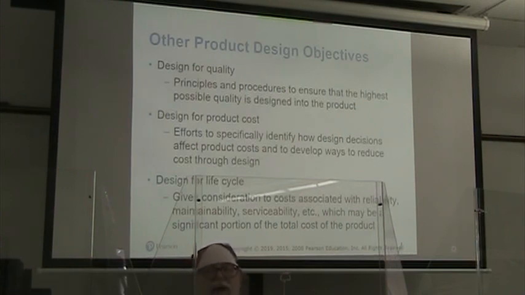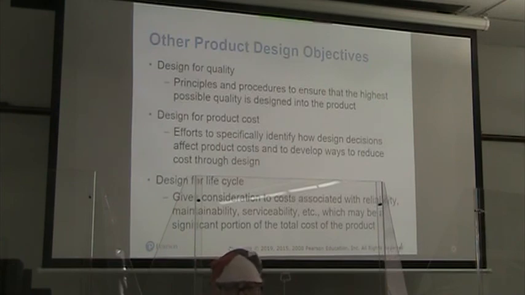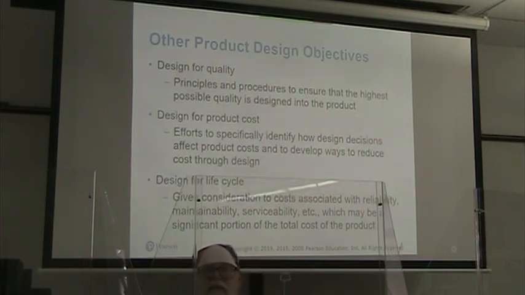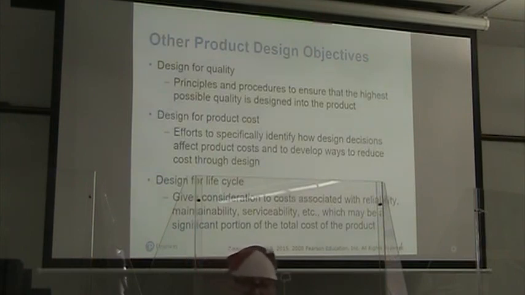Some other kinds of product design objectives. Design for quality. Think in terms of principles and the procedures that will give us the highest possible quality in having those designed into the product. Design for the product cost, so that we are specifically identifying how the design decisions affect the product costs and develop the ways to reduce that cost through our design.